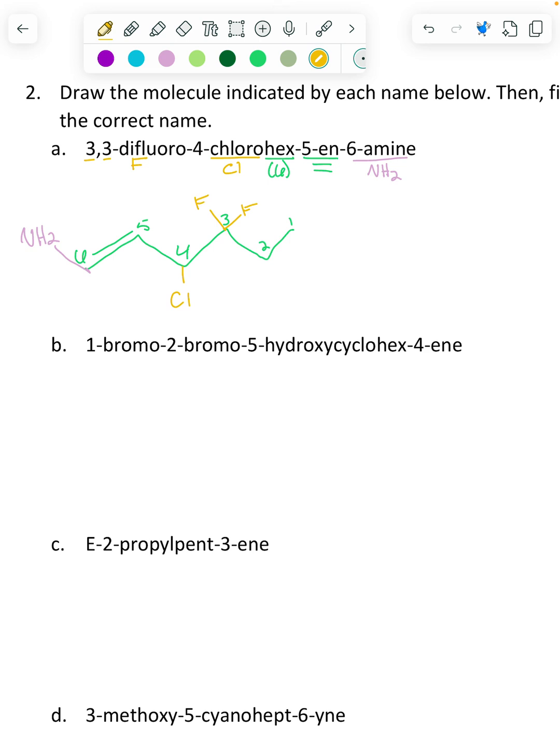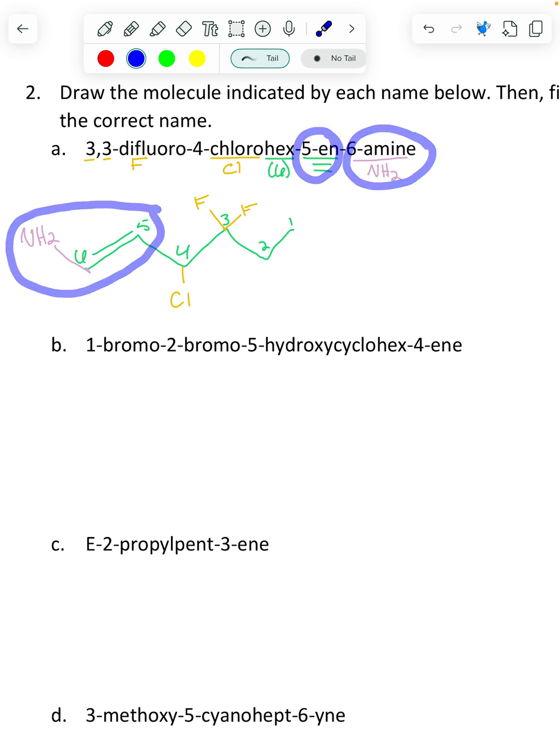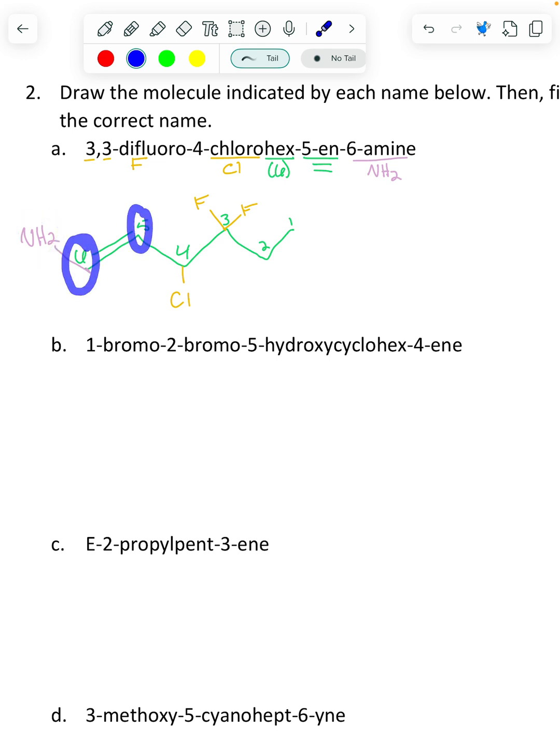Now, to name this correctly, we need to identify the priority groups, which is the double bond and the amine group, which is down here. These priority groups need to have the lowest number. So I'm going to renumber them, having this as the 1st carbon, 2nd, and so on.